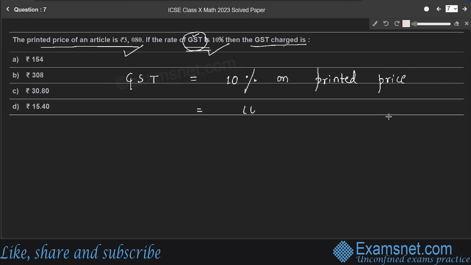Therefore, 10% means 10 by 100 on printed price, or you can consider it as 10% of printed price, right? So 10 by 100 into 3080. So which is equal to, so 10 into 10 is 100. So 3080 by 10 is 308 rupees. So GST charged is 308 rupees. Option B.